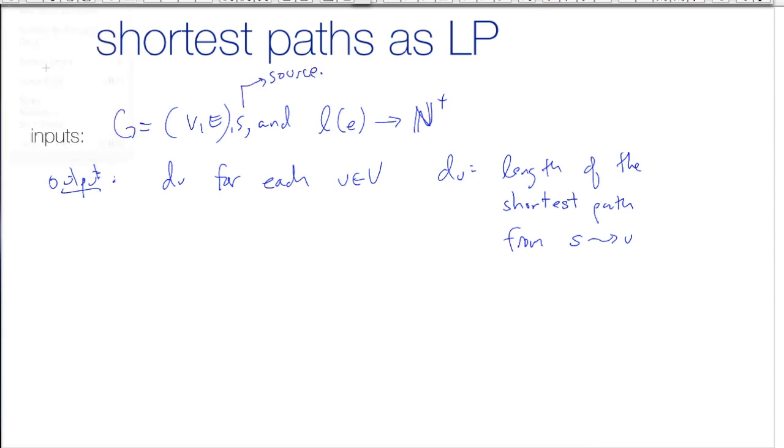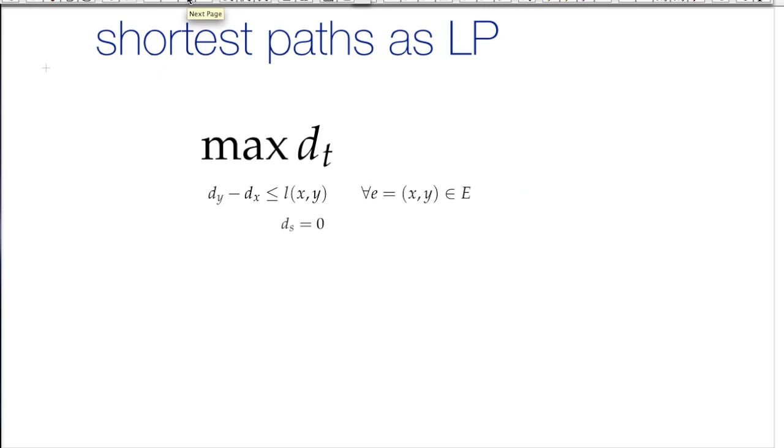Now, a priori, it's not clear how you can represent a shortest path problem in terms of constraints like we've discussed. What I want to show you is that a very simple program actually does it. So if we define d_t to basically be the sum of all the d_v in the graph here, a 3-line program basically explains exactly what a shortest path is. And it's kind of counterintuitive.